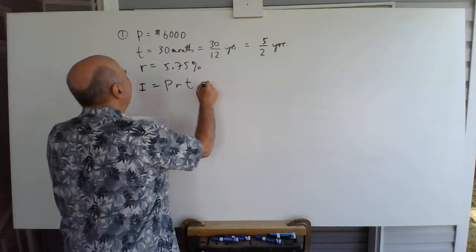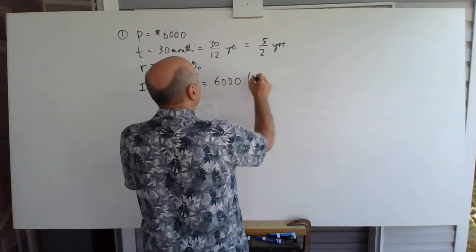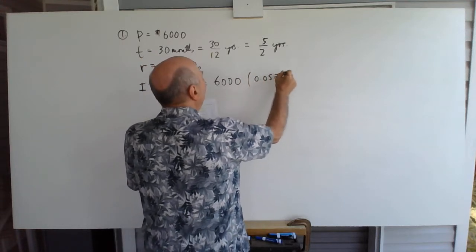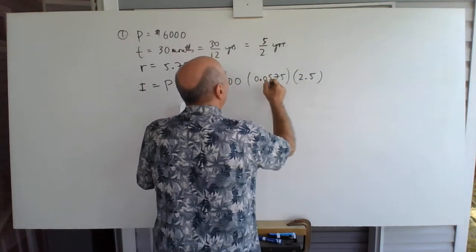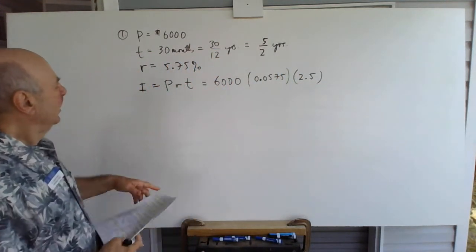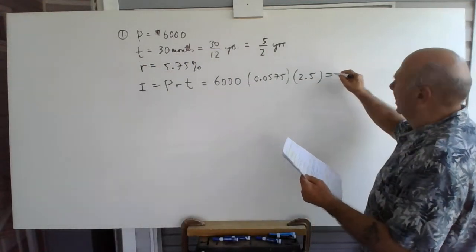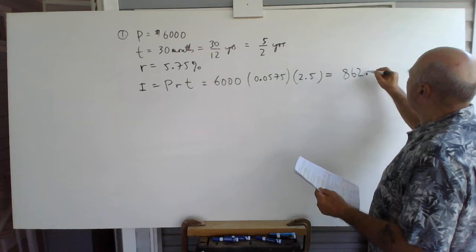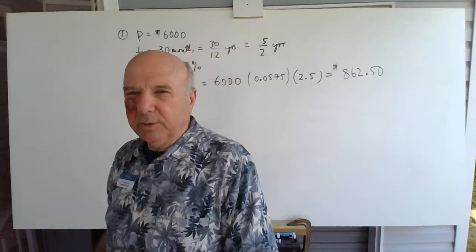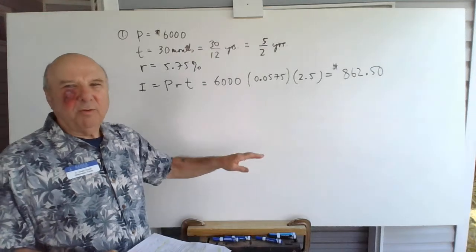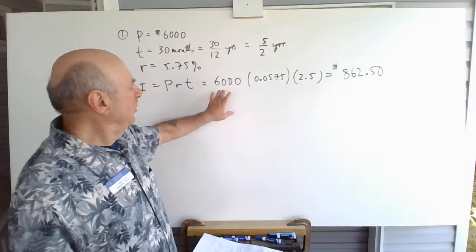PRT. So that's 6,000 times 0.0575 times 2.5. So the interest will be, rounded to the nearest penny, $862.50. Remember, once again, when you get your final answer, that's when you put your dollar sign. You don't need to do it here; it's too busy.